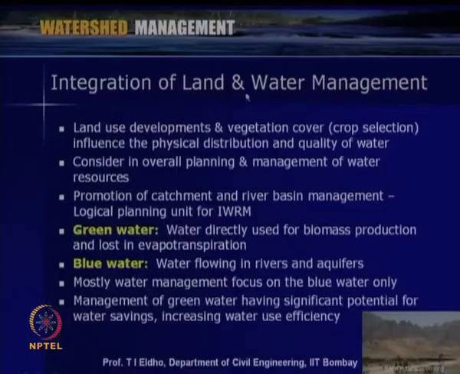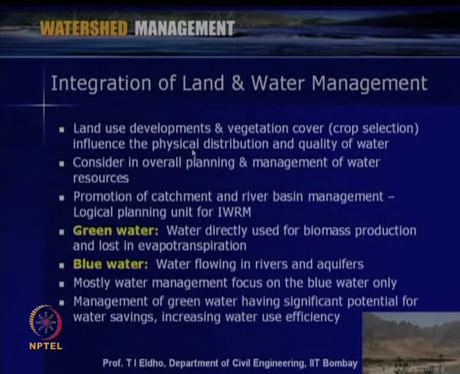So, now out of these two issues of natural system and human system, let us discuss two important issues. The first one is related to natural system, that is integration of land and water management. The land use developments and vegetation cover, like crop selection or afforestation, influence the physical distribution and quality of water. So, that is very important.